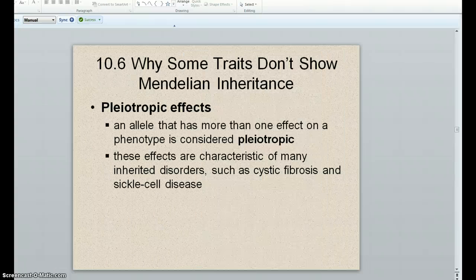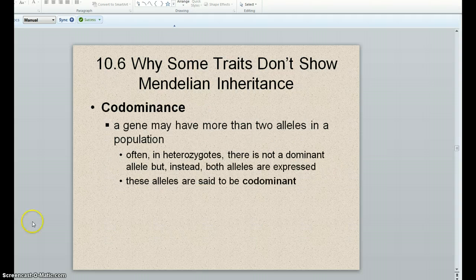Then there are pleiotropic effects. Your book talks about that. It's when an allele or a gene has more than one effect on a phenotype. There are a lot of disorders like sickle cell disease, cystic fibrosis, and so forth that are examples of this. Are there other examples? Sure there are. Codominance. A gene might have more than 2 alleles in a population. So, what kind of examples would we have of that, do you think?